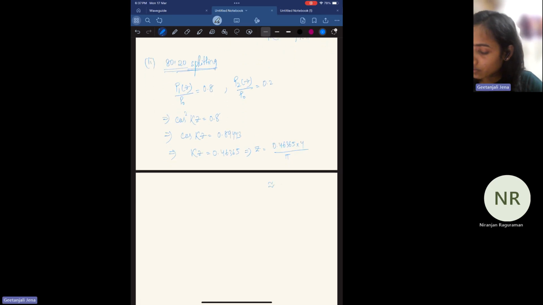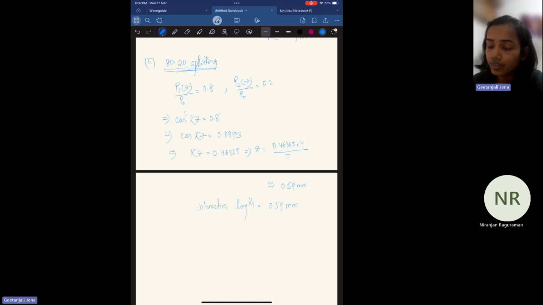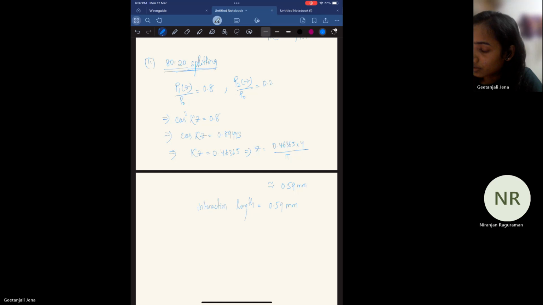So that means what we have now is 0.59 millimeter or 0.6 millimeter. So for 80-20, we need to have the interaction length as 0.59 millimeter. In 1 millimeter, we have 50-50, and when you decrease the interaction length, the splitting is increased to 80-20. Okay.